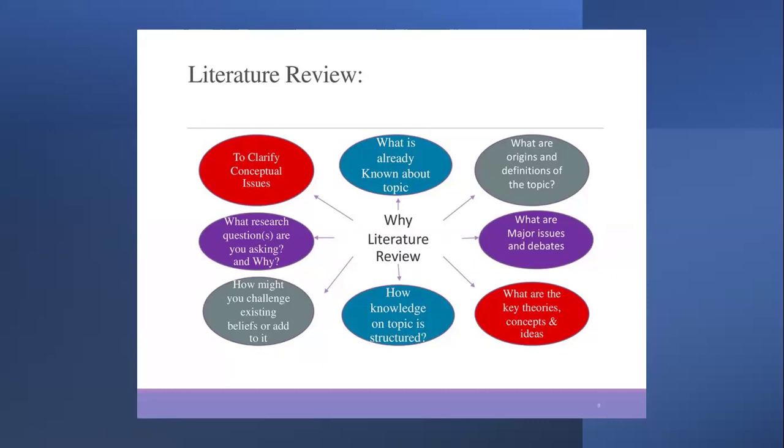So why do we have to do the literature review? First, as we already discussed, to know what is already known on the topic. You should avoid plagiarism, which means you should know what the known topics already are and what is happening in the field. It helps in organizing the definitions of your topic, understanding the major issues in your databases and datasets, and knowing the key theories, concepts, and ideas related to your particular domain. It helps you structure your conceptual models, challenge existing beliefs, and add your own contribution to your domain, asking why, where, and how to start the research and clarifying the conceptual issues. Okay, these are the reasons why you have to do the literature review.